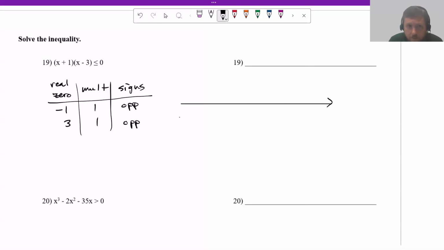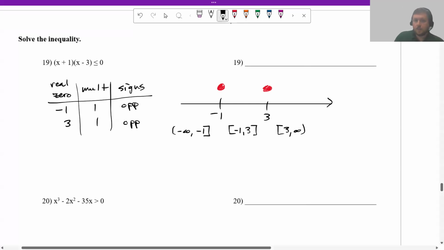I have -1 and 3, so I have these regions now. Oh, I'm getting ahead of myself. So I put my circles in. I look at the inequality, it's less than or equal to, so these are closed circles, or filled in circles. So then that's -infinity to -1 inclusive, -1 inclusive to +3 inclusive, or 3 to infinity. Okay, inclusive on the 3.